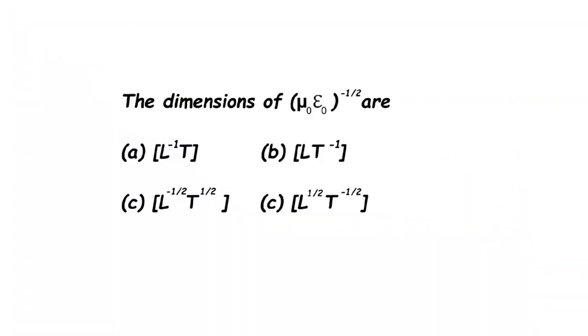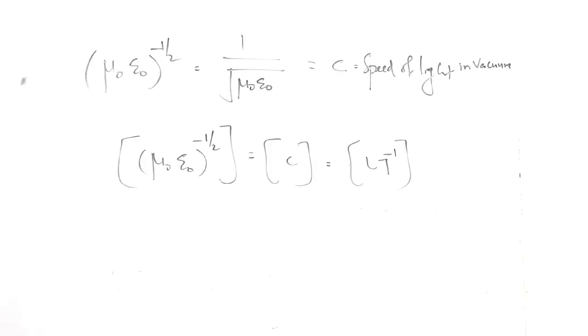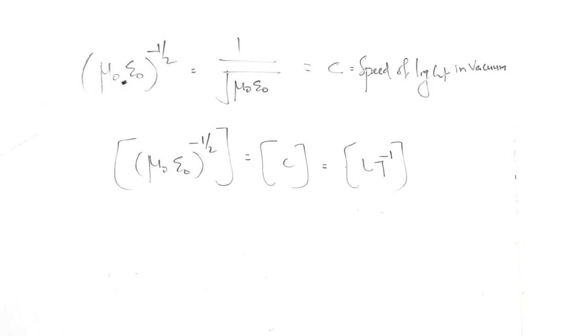The dimensions of mu 0 epsilon 0, the whole raised to minus 1 by 2, are: option A, L raised to minus 1 T; option B, L T raised to minus 1; option C, L raised to minus 1 by 2 T raised to 1 by 2; option D, L raised to 1 by 2 T raised to minus 1 by 2. Here we have to find the dimension of mu 0 epsilon 0 all raised to minus half, which can be written as 1 divided by root of mu 0 epsilon 0, which is nothing but c, the speed of light in vacuum, which we have learned in the chapter electromagnetic waves.